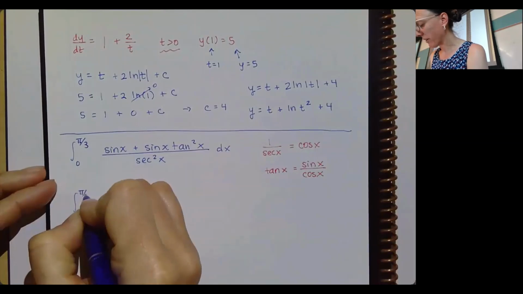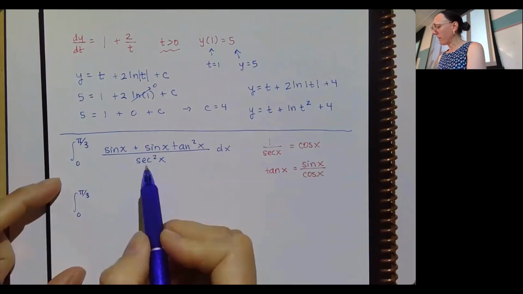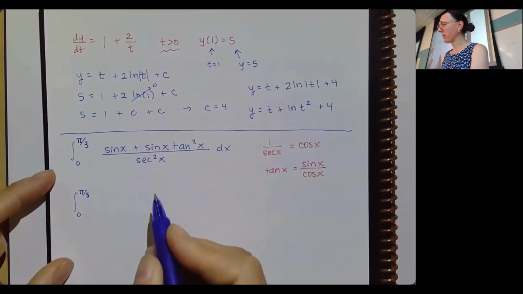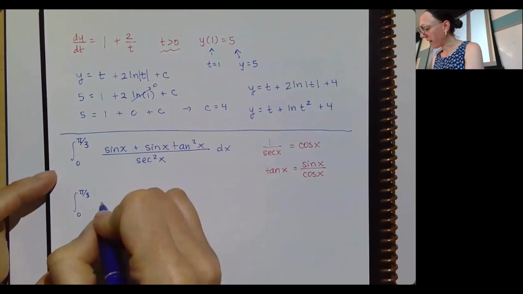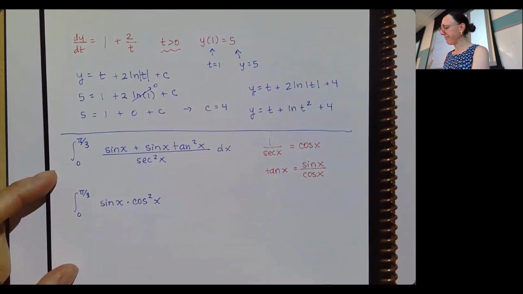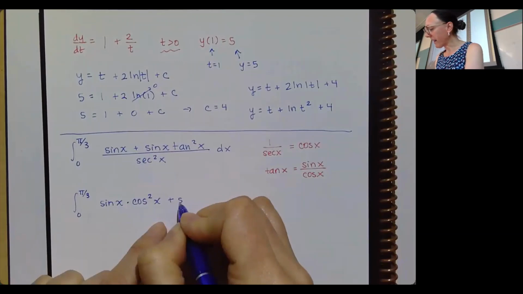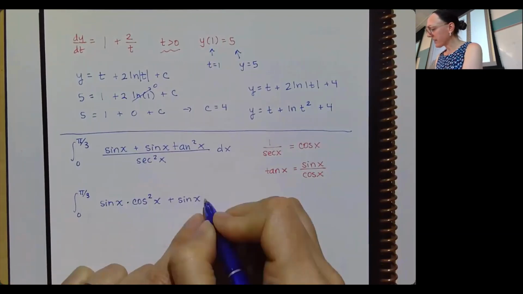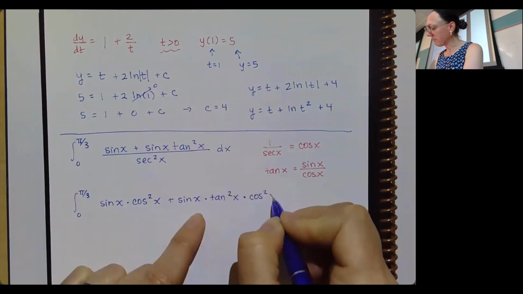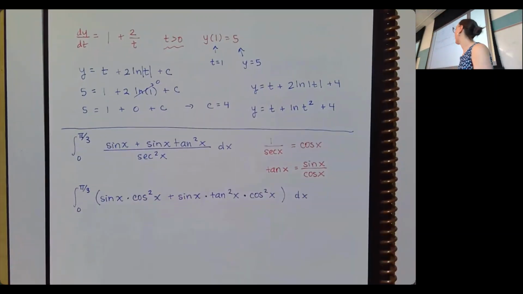Again, I'm not finding the antiderivative yet. I'm just trying to find ways to rewrite it. So I'm going to take that secant squared on the bottom, and I'm going to turn that into a cosine squared on the top. So I would have a sine of x times a cosine squared x plus a sine of x times a tangent squared x times a cosine squared x. That whole thing was just dealing with the secant squared part.